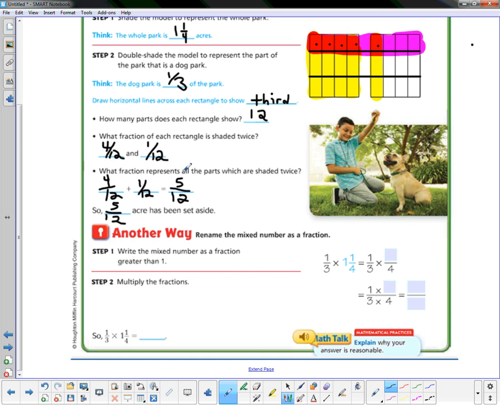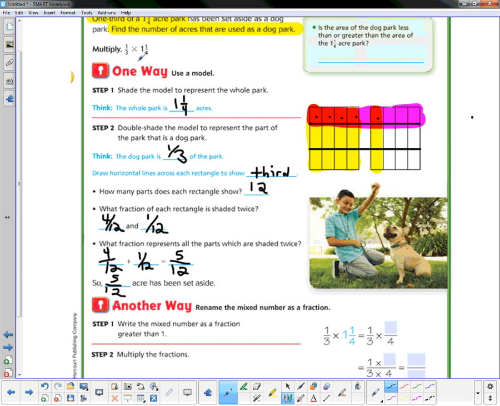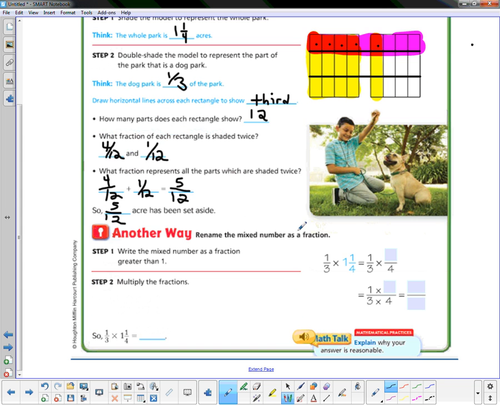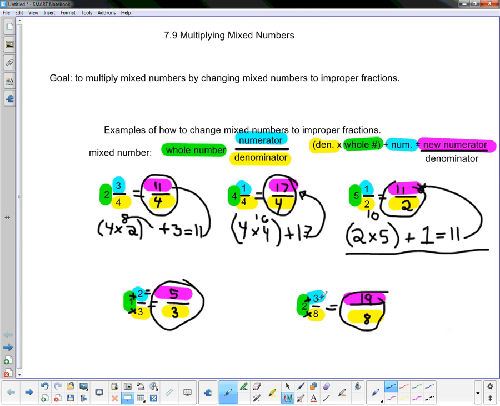Now I'm going to show you the other way that we solve these problems, and it's just how we rename the mixed number as a fraction. So you see here that we've got a couple different steps. We have to draw, we have to count, we have to double color. Down here, we're just going to do the half moon thing. We're going to whip around to change this from a mixed number to an improper fraction.